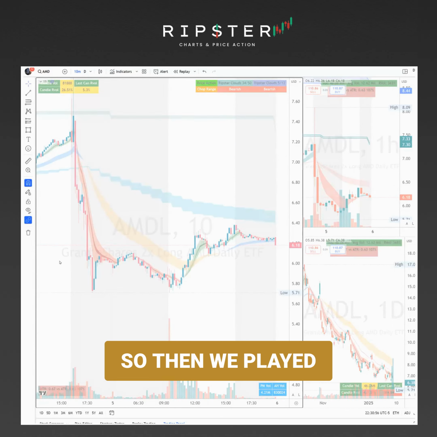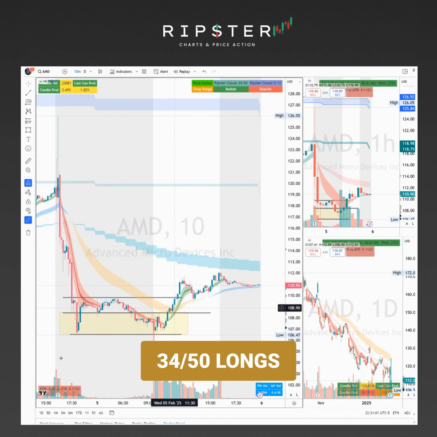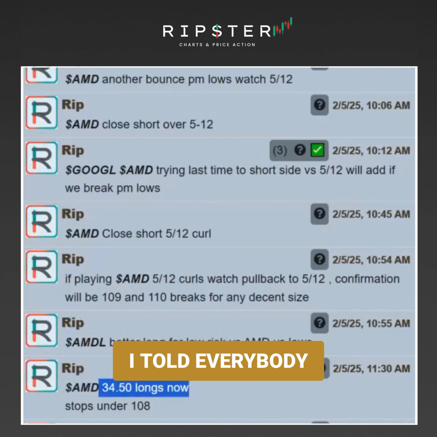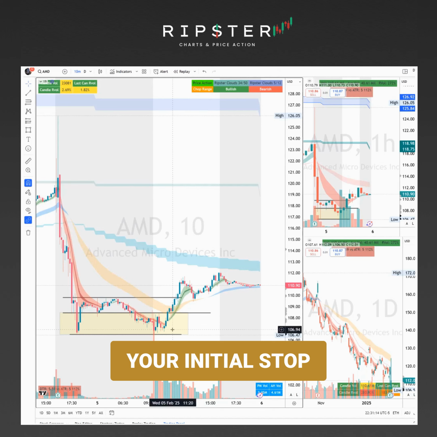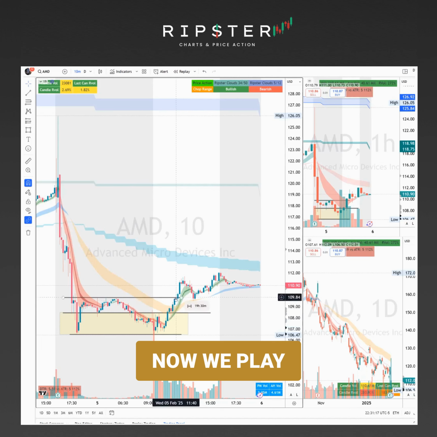Curl is right here. So then we played the curls. If 512 curls, then it gave 34.50 longs. I mentioned the 34.50 longs. I told everybody to put the stops under 108. So when we are doing the 34.50 longs, we are putting the stops right here, 108. If you're doing the 512 curls, your initial stop is right here, 106.90 area. Now we play those curls.